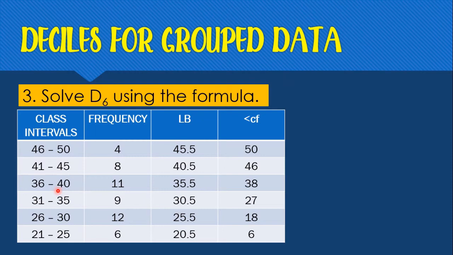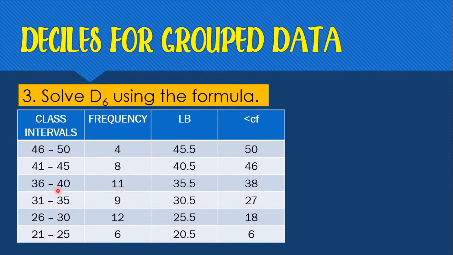The third step is to solve for the D sub 6 using the formula. So this time, instead of having Q sub K, we'll be having D sub K pertaining to the deciles. And instead of having over 4, we'll have over 10. So the formula in finding the deciles for grouped data will be D sub K is equal to the lower boundary of the D sub K class plus the quantity of K times N over 10 minus the cumulative frequency of the class before the D sub K class all over the frequency of the D sub K class times the class size.